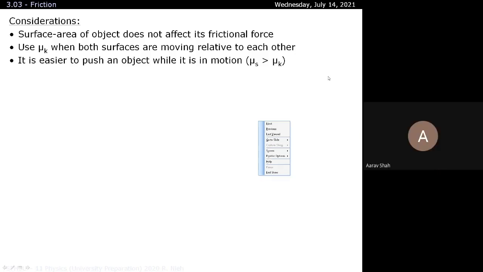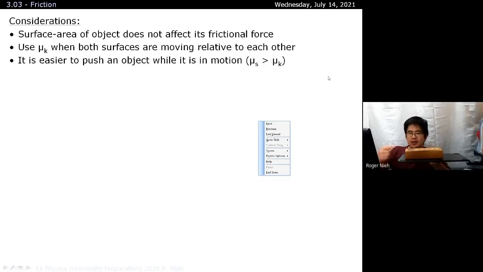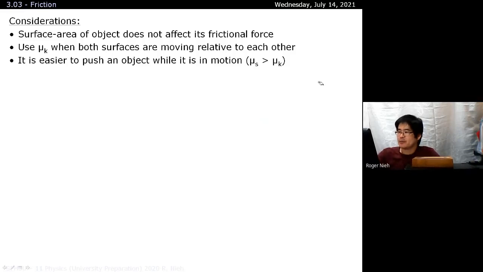Funny enough, if I try to find the coefficient of friction, if I measure it over here versus over here like this, or if I measure it vertically like this, my answer for that force of friction is going to be the exact same answer. So that's our first consideration: the surface area of the object does not impact its frictional force.